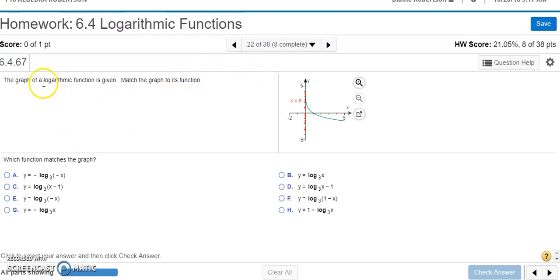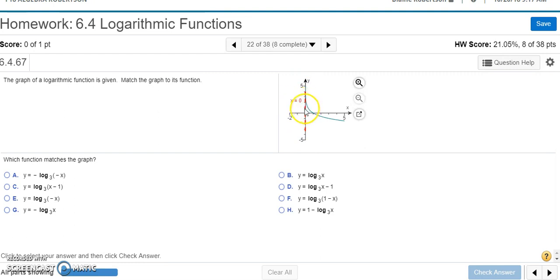Number 22, it says the graph of a logarithmic function is given. Let's match the graph to its function. So this is kind of similar to the graph matching ones that we did with 6.3, the exponential functions. We have to remember those basic properties of the logarithmic functions and then just apply those transformations. So we can see all of these problems have a base of 3 and it has some type of transformation on the function.